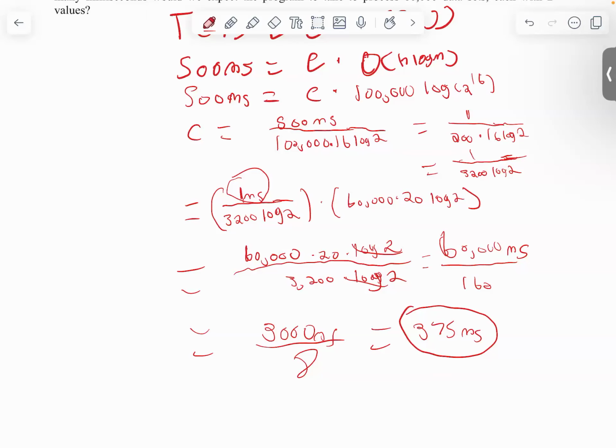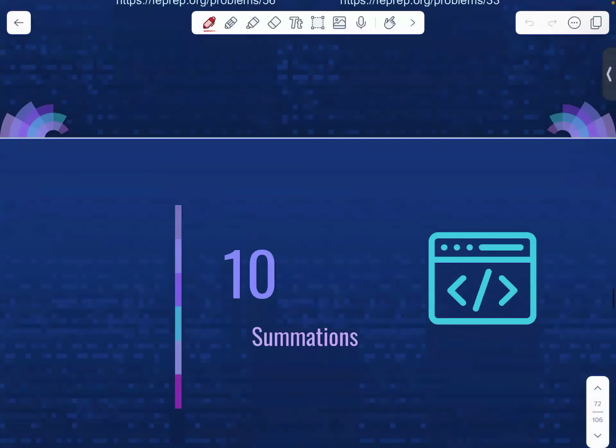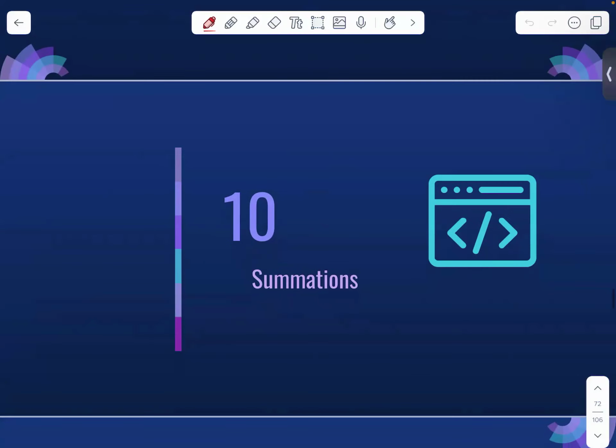None? All right, so that's basically it for algo analysis 1 and 2. Moving on to everybody's favorite, summations.